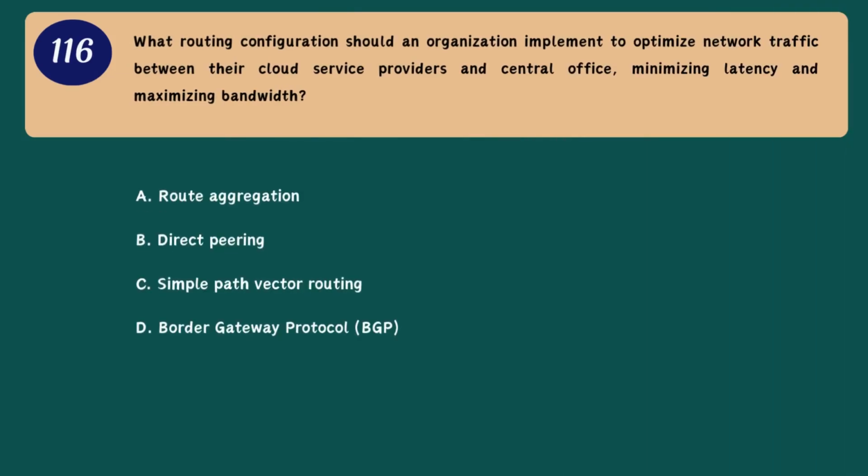Question 116. What routing configuration should an organization implement to optimize network traffic between their cloud service providers and central office, minimizing latency and maximizing bandwidth? A. Route aggregation. B. Direct peering. C. Simple path vector routing. D. Border gateway protocol.